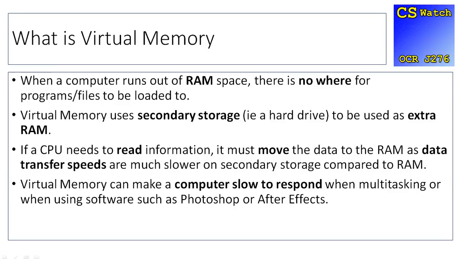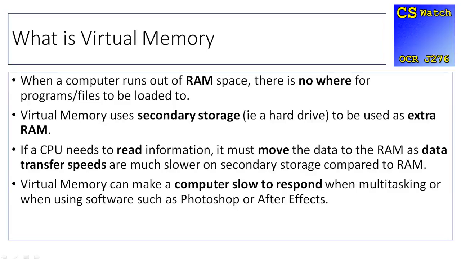If a CPU needs to read the information, it's got to move the data from the virtual memory to the RAM, as the data transfer speeds are much slower. But it's more preferable to have things in virtual memory running a little bit more slowly than not having them run at all and the PC crash. If you've got something stored in virtual memory, it can make a computer slow to respond.